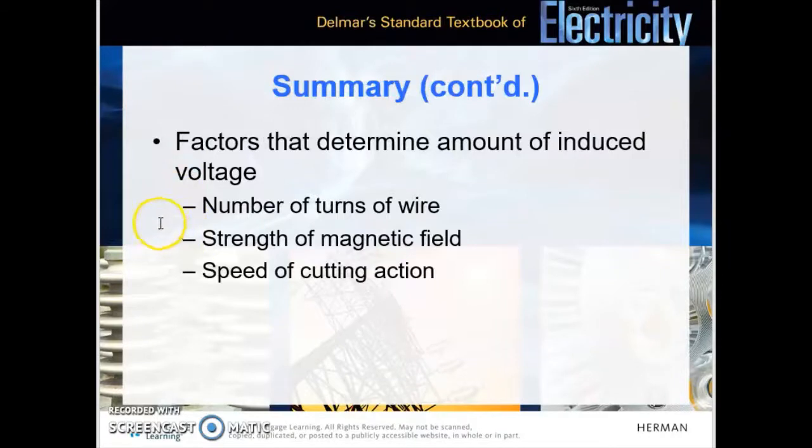And finally, this is something you will be tested on. The factors that determine the amount of voltage, three things: the number of turns of wire, the strength of the magnetic field, and the speed of the cutting action.